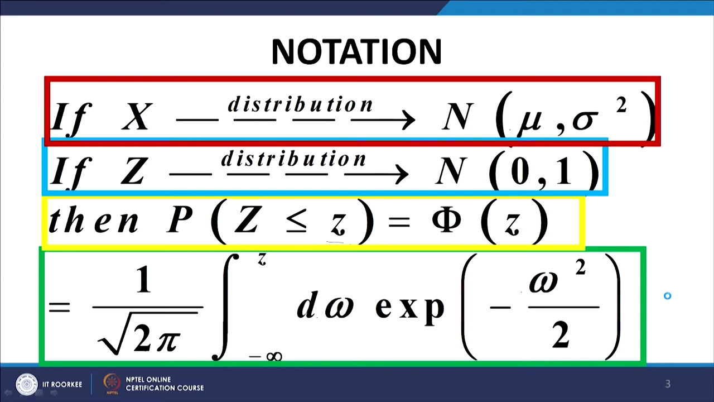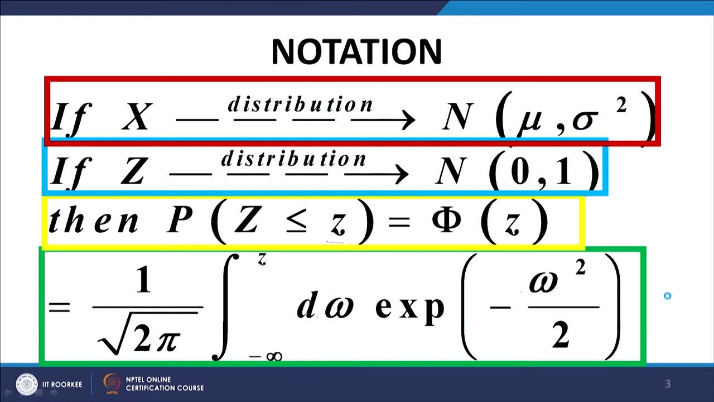Now, if Z is distributed as a standard normal variate, then we define the cumulative distribution function capital Phi of z as P(capital Z is less than or equal to small z). In other words, capital Z is the random variable, and small z is a particular value that the random variable can take. So capital Phi of small z represents the probability of the random variable Z taking values up to and including the value small z, and that is given by this expression at the bottom of your slide in the green box. So, this is the notation that I will follow here.